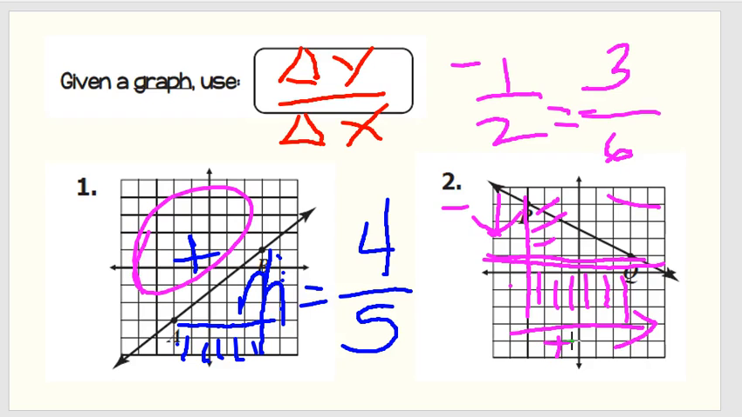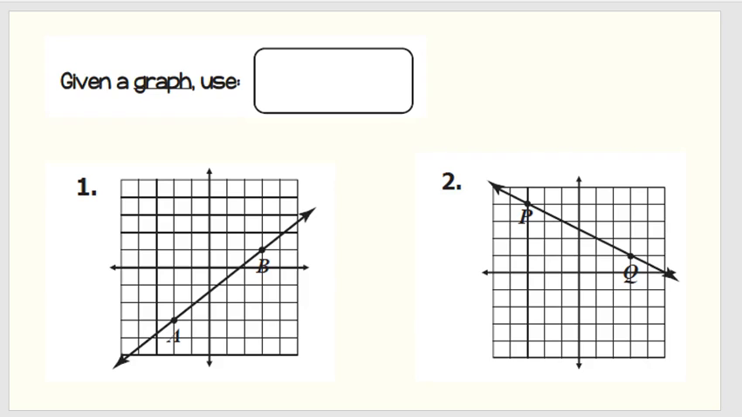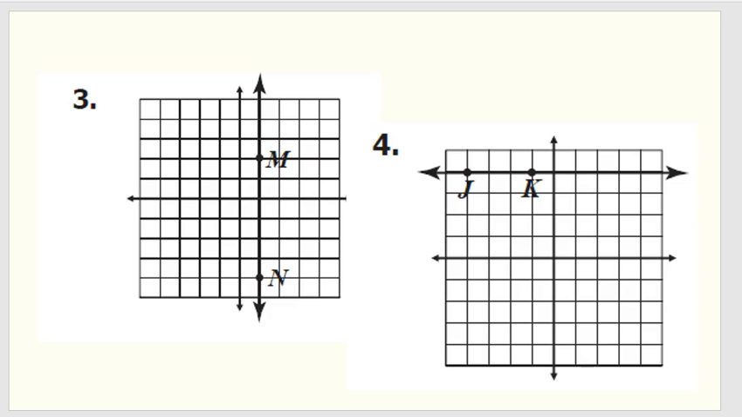All right? So we're going to continue on this page. So if you need to stop and write these down, go ahead. To the next one. Now these again are our horizontal and our vertical. We know that this slope is undefined because of what we talked about with the different kinds of slope.